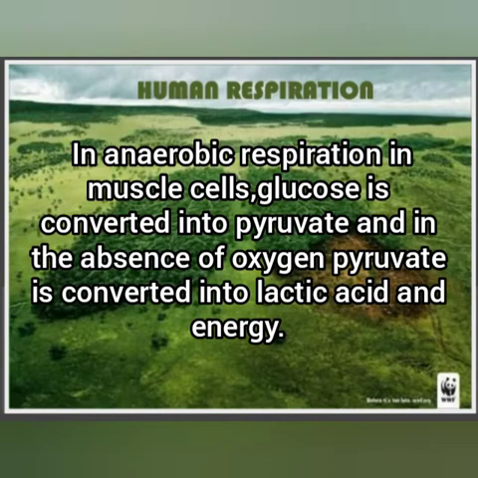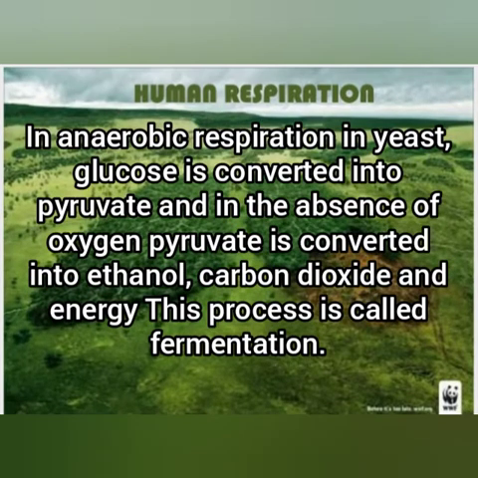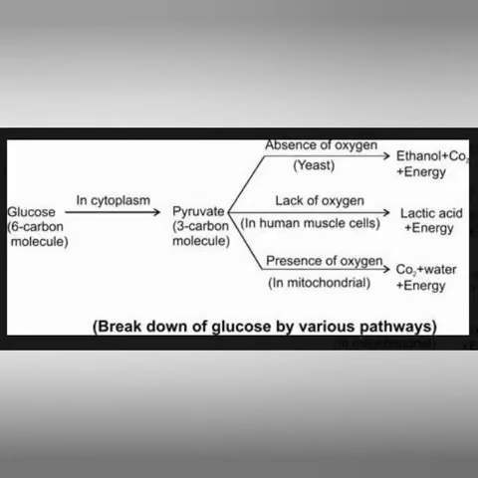In anaerobic respiration in muscle cells, glucose is converted into pyruvate, and in the absence of oxygen, pyruvate is converted into lactic acid and energy. In anaerobic respiration in yeast, glucose is converted into pyruvate, and in the absence of oxygen, pyruvate is converted to ethanol, carbon dioxide and energy. This is the breakdown of glucose in various parts in aerobic and anaerobic respiration, which takes place in yeast, muscle, and mitochondria.